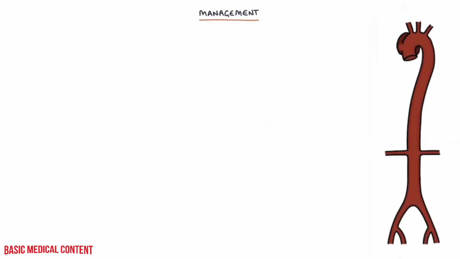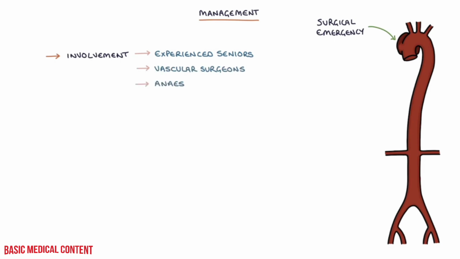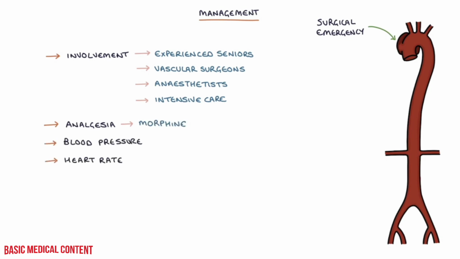Let's talk about management. Aortic dissection is a surgical emergency and it needs immediate involvement of experienced seniors, vascular surgeons, anaesthetists, and intensive care teams. There is a very high mortality. Analgesia, for example morphine, is required to help manage the pain. Blood pressure and heart rate will need to be well controlled to reduce the stress on the aortic walls. This usually involves beta blockers.